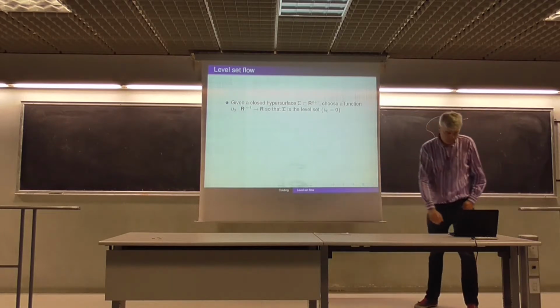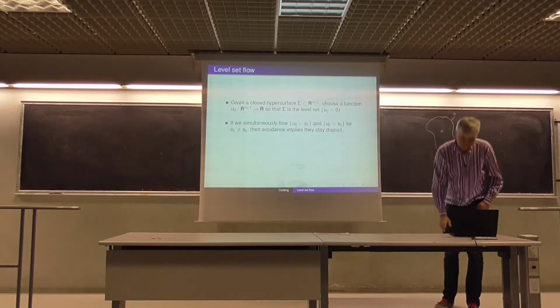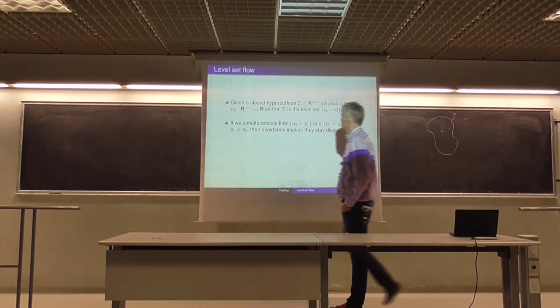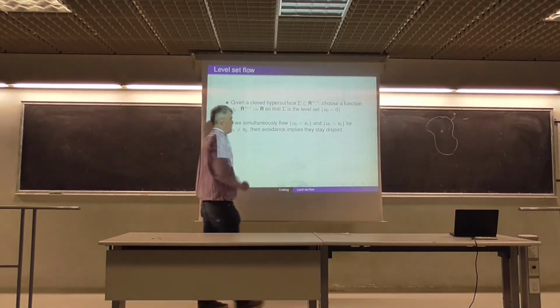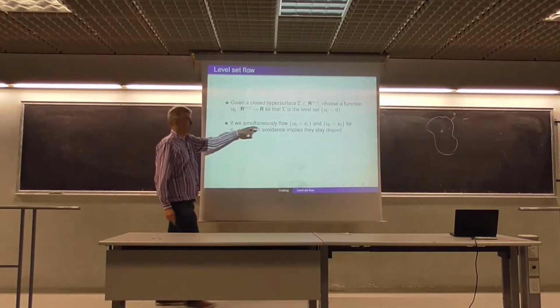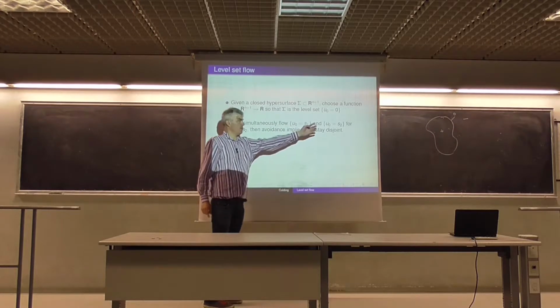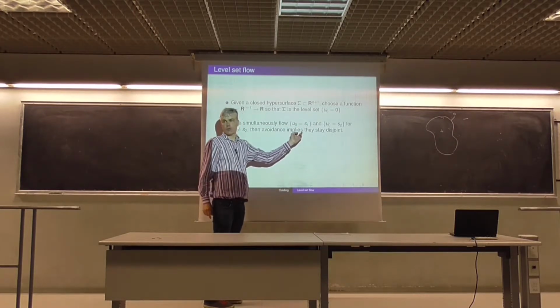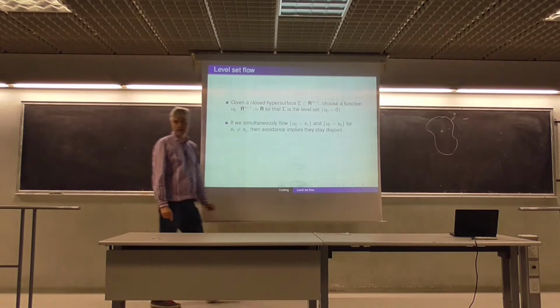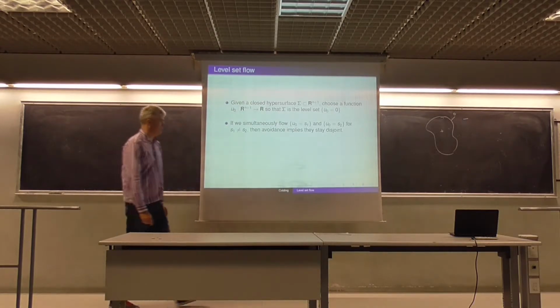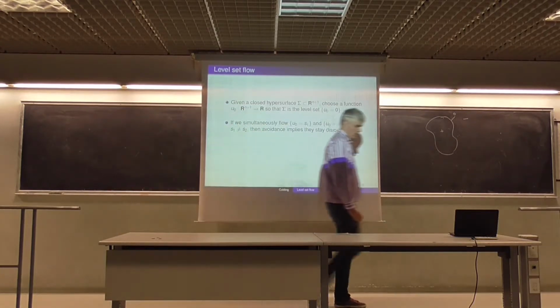Now imagine that you are flowing simultaneously distinct level sets of this function. Right? Well, by the avoidance principle, different level sets will stay disjoint under the flow. That's what the avoidance principle tells you.